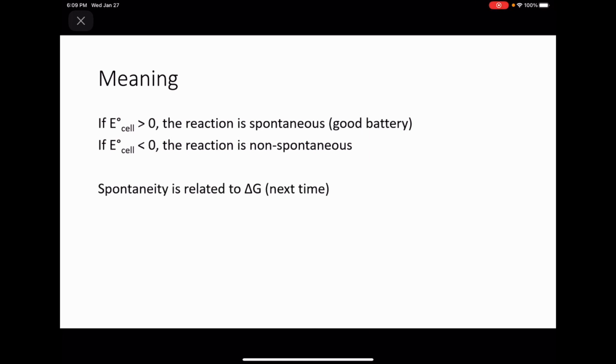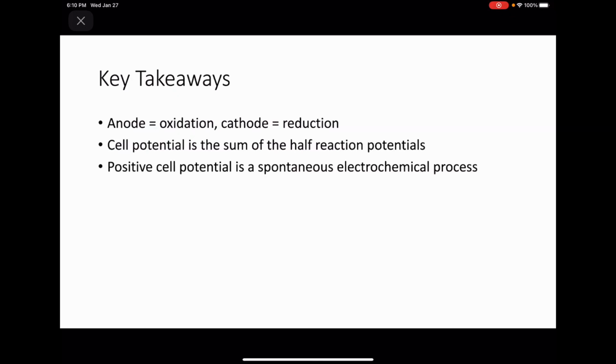And you were using this language, spontaneity, and we know from the beginning of the semester that spontaneity is related to delta G. So we're going to add that in. And actually, delta G is related to K. So we're going to have both free energies and equilibrium constants eventually from these electrochemical processes. So basically, the takeaways from the slide: we had the anode and the cathode defined as our oxidation or reduction. We can use the cell potential to decide if it's a spontaneous or non-spontaneous electrochemical process that we've set up. And so next time we'll look at non-standard cells. So what happens when all of our concentrations aren't 1 molar? How does that change the cell potentials?